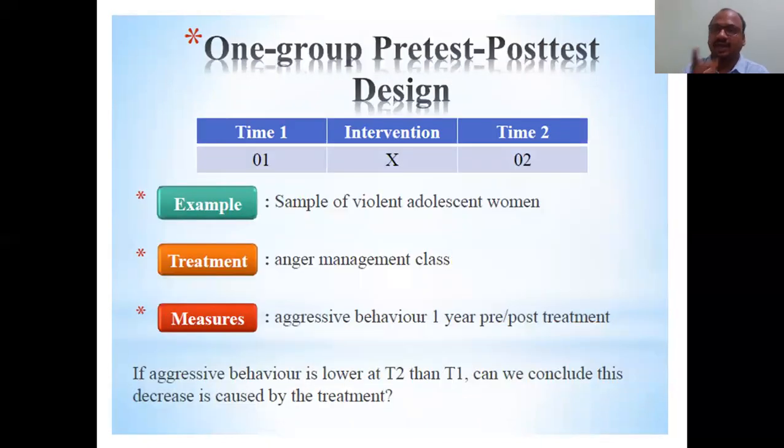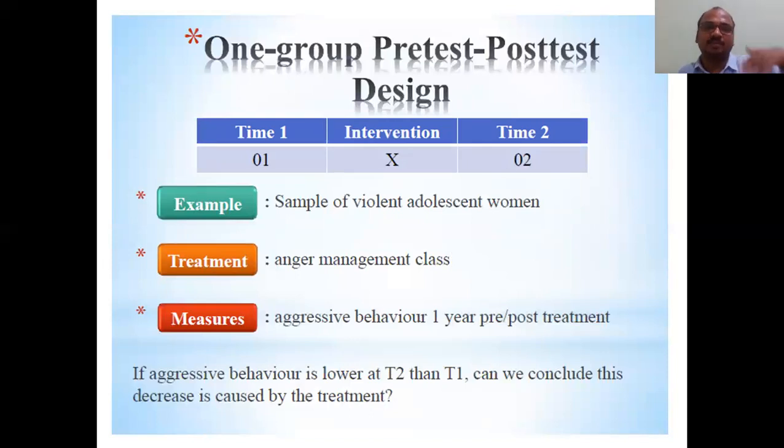First one, I have told you, quasi-experimental design. One group, pre-test, post-test design. Here, only you write this example in the exam. Pre-test, post-test. Example: sample of violent adolescent women. In this experiment, they took ladies who are violent in nature, and they gave a treatment. What is the treatment? Anger management class. They took a class.